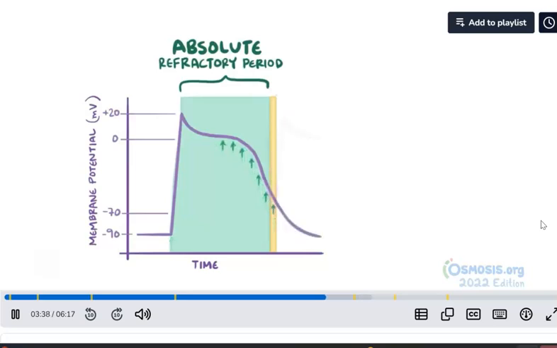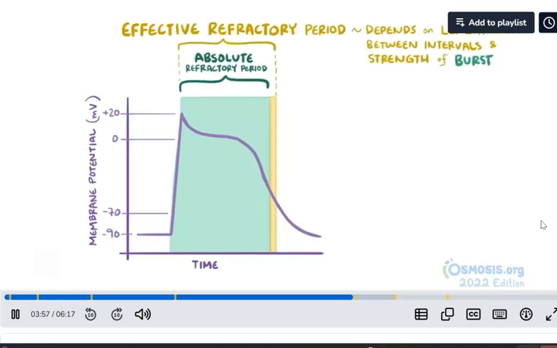Also, in some cases, the burst of current that's used isn't very strong, and as a result, the cell might not depolarize even though it's no longer in the absolute refractory period. So all that being said, when electrophysiologists are measuring the absolute refractory period, what they end up actually identifying is called the effective refractory period.